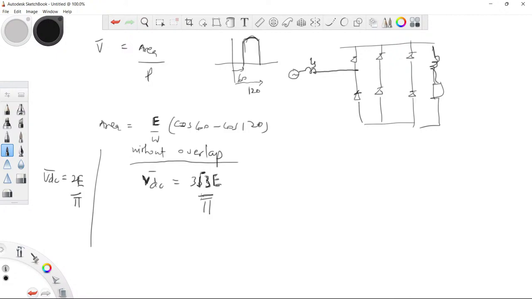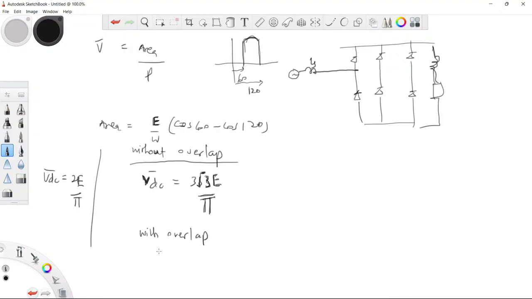Now, at this point, I want us to just know the formulas, because that's what matters. The questions are usually straightforward, so let's just know the formulas. Now, when there's overlap, we'll see how the waveform is affected.